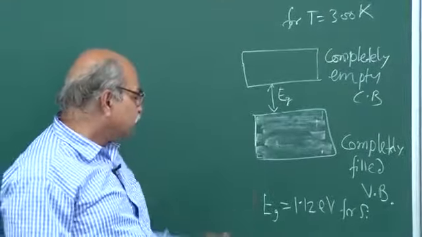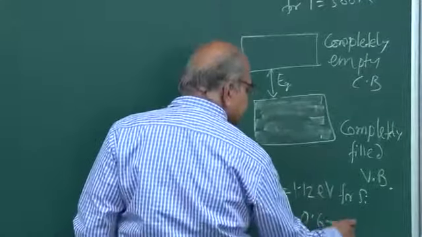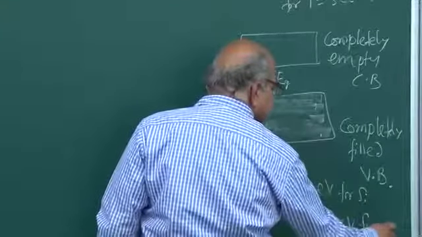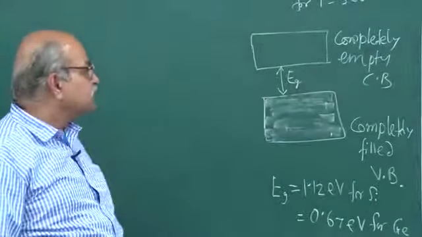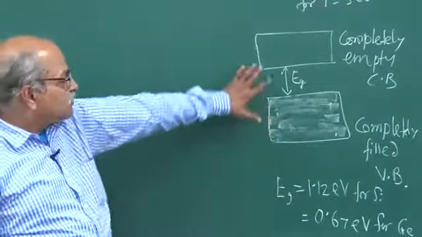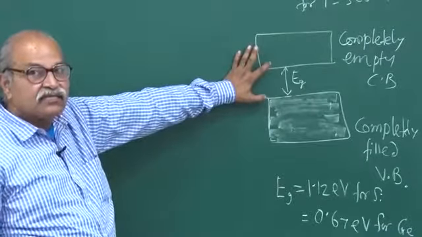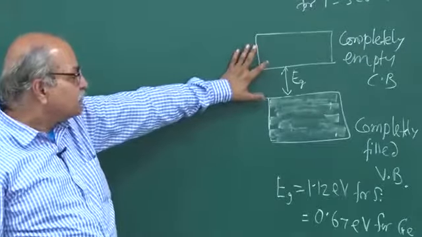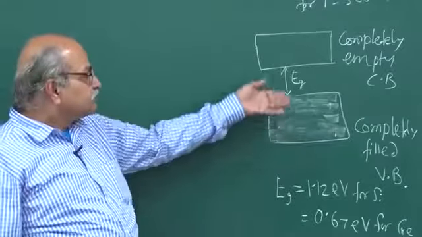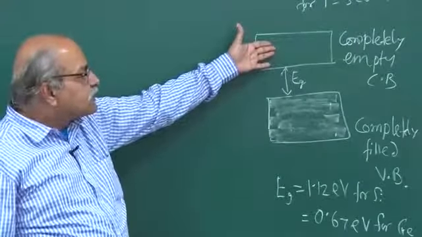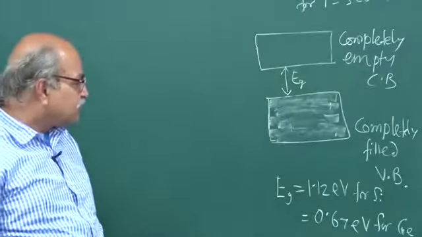For germanium, this will be something like 0.67 eV or so. Other semiconductors will have their own gap. For insulators, the structure remains the same, only this gap is very large, say 3, 4, 5, 6 electron volts, and for conductors you do not have this structure. There the conduction band is not completely empty at low temperature also. So we talked about all these things.